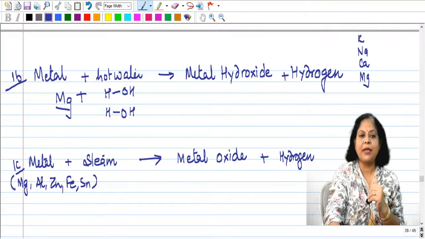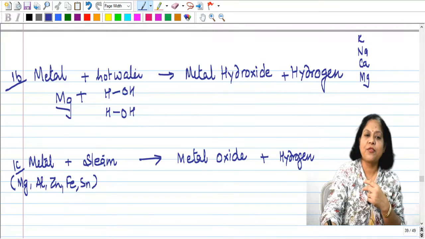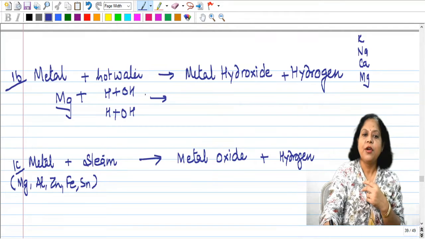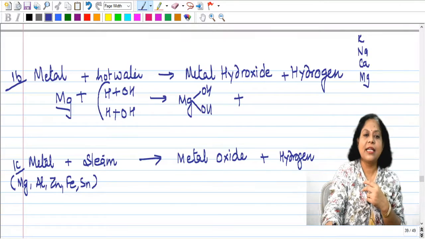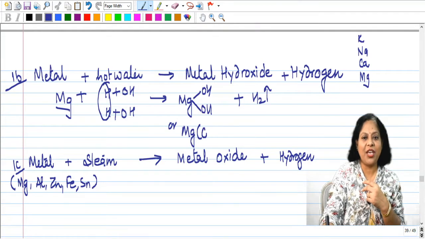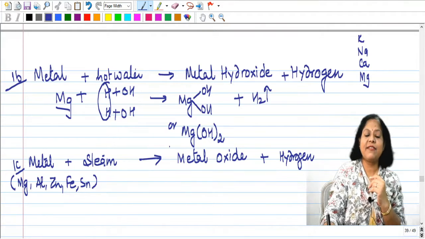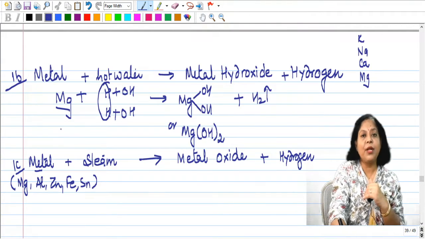Now what will happen? Magnesium has 2 hands, valency plus 2. So it is going to combine. The bond breaks from here, the bond breaks from here. What do you get? You get magnesium hydroxide plus this hydrogen combines and you get hydrogen. This you can also write as Mg(OH) whole twice.